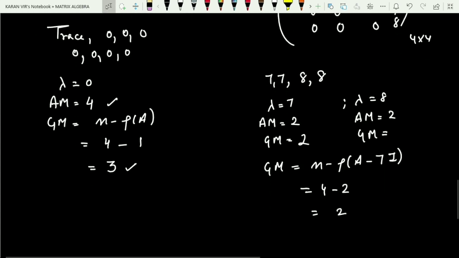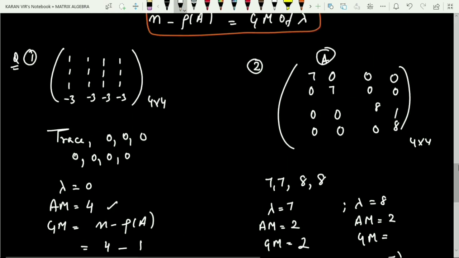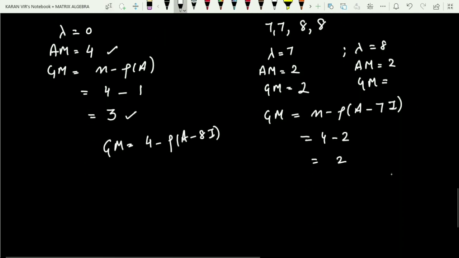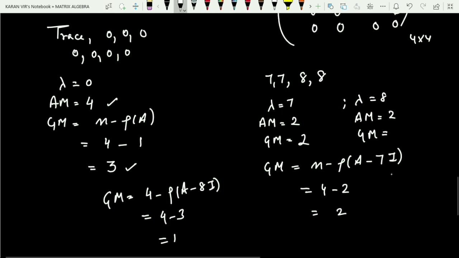Now let us calculate the geometric multiplicity corresponding to lambda equals 8. In that case, the geometric multiplicity would be n, that is 4, minus rank of (A minus 8I). So again go back and subtract 8 from the diagonal entries. This entry will become 0, this also will become 0, this will become minus 1, and again this will become minus 1. In this case, you can see that the rank is the number of pivots. This is the first pivot, this is the second pivot, and this is the third pivot. So the rank comes out to be 3. So 4 minus 3 is 1. So the geometric multiplicity corresponding to lambda equals 8 is 1.